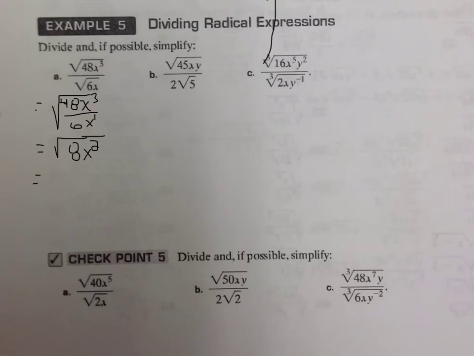Well, I know 8 breaks down into 4, square root of 4 times the square root of 2, and square root of x squared, I'm not going to break down at all because it's a perfect square. Alright, so I can take the square root of 4, that's 2, take the square root of x squared, that is x, and I got a square root of 2. And that's A. Let's look at B.